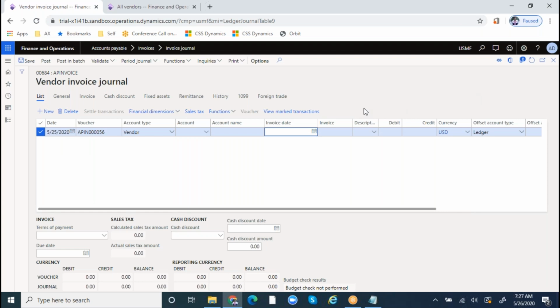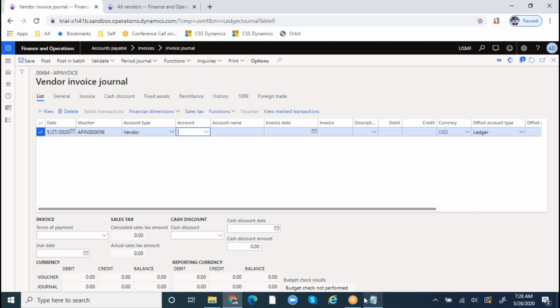Yeah. Future date is also possible, right? Yes, it is possible. The system will not stop you. But that is not the best practice. Yes, the system doesn't have any restrictions. You can post. Okay, Satya, thanks.